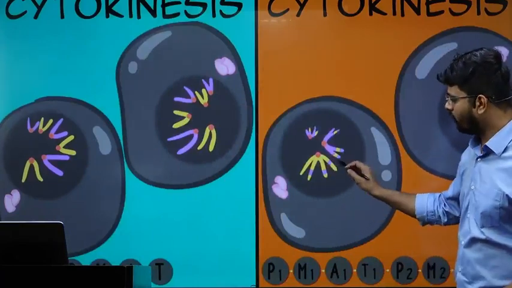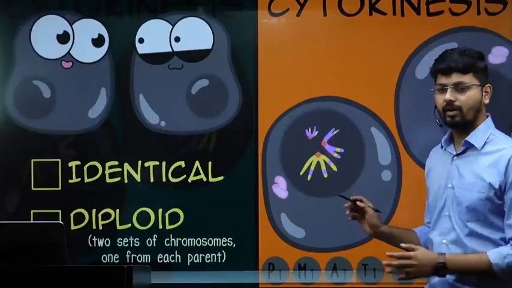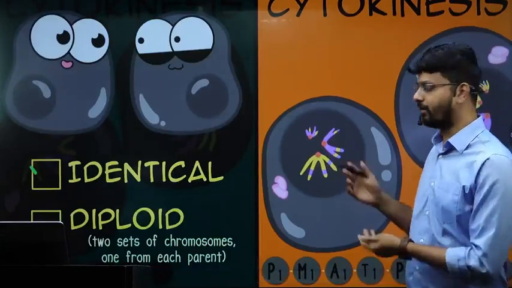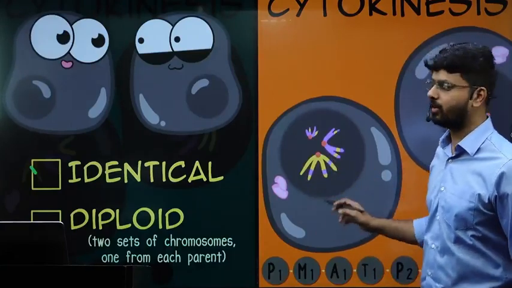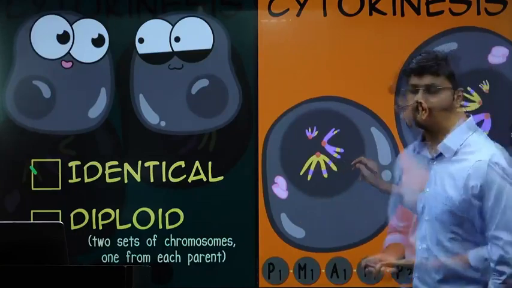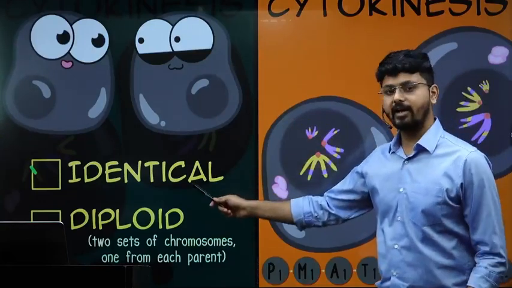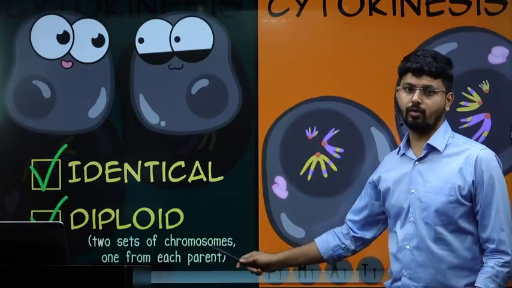Okay, so now these chromosomes will come to the center in the metaphase and they'll divide in anaphase, they'll move away. Okay, again you will get 23. So now you have identical cells which are diploid and which have two sets of chromosomes.